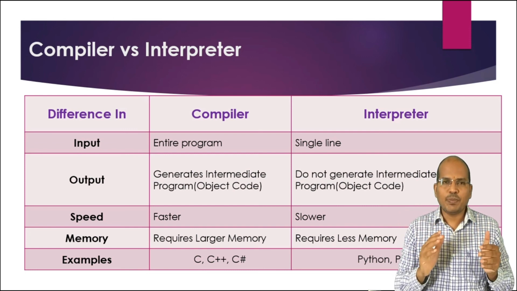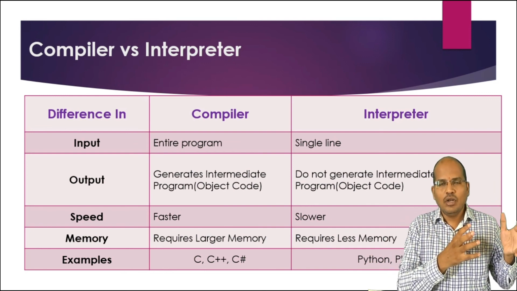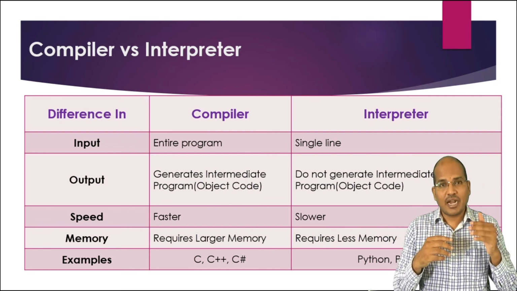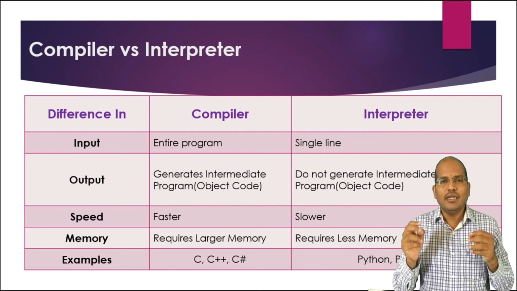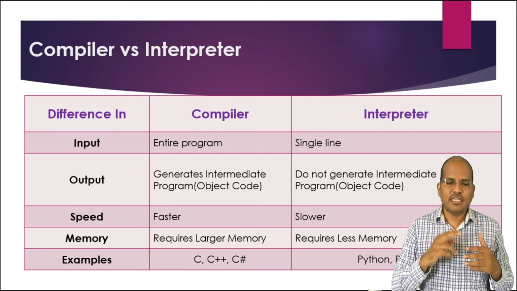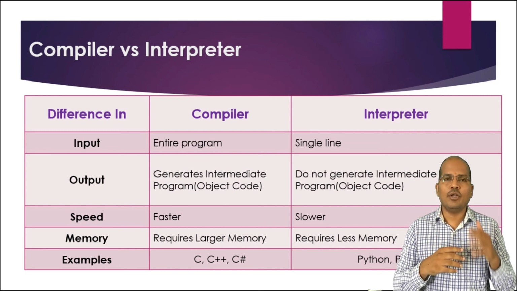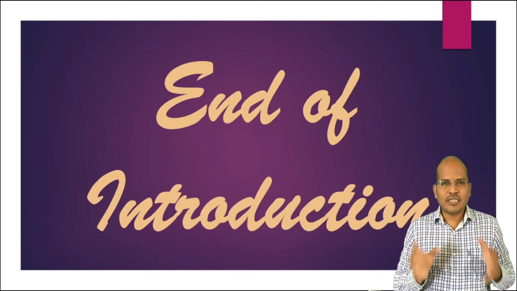Fine. So coming to speed, compilers are faster when compared to interpreters, because compilers take the code as a whole, whereas interpreters take a line as a whole. Now coming to memory, compilers require larger memory because they take larger blocks, whereas interpreters require less memory. The examples where we use compilers are mostly C, C++, C#. And we use interpreters in languages like Python, PHP, Perl. These are basically scripting languages. Fine with that? This is the end of the basic terminology.